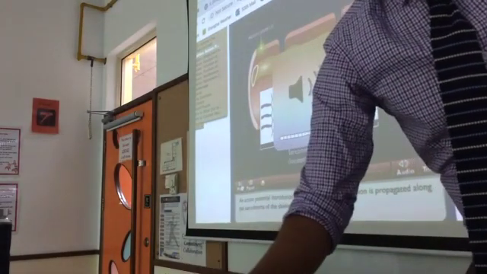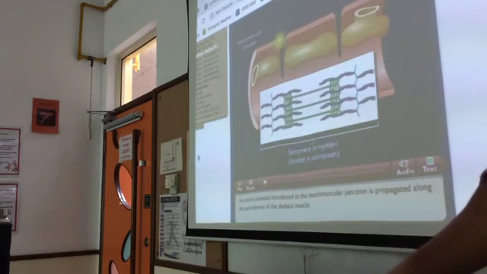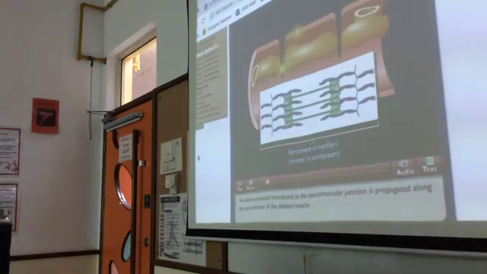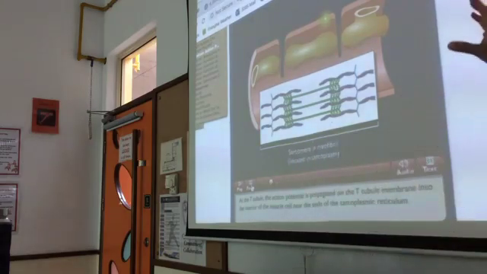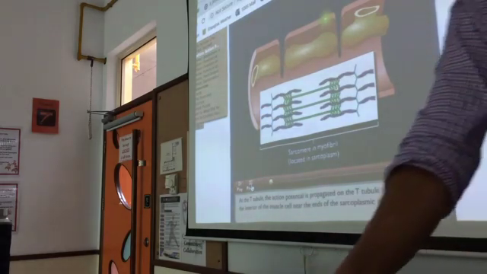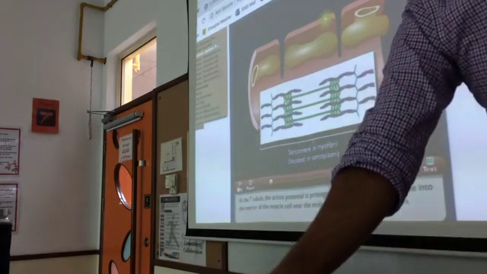An action potential introduced at the neuromuscular junction is propagated along the sarcolemma of the skeletal muscle. This is where we can connect the nervous system unit with the muscle unit. So you can see the signal, the action potential, is coming. Then you have the release of calcium from the sarcoplasmic reticulum. This is a combination of the two units.